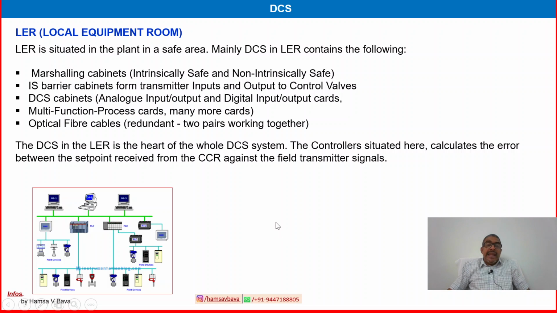The DCS in LER is the heart of the whole DCS system. The controller situated here calculates the error between the set point received from CCR and the field transmitter signal. An output is sent to the field control valve to correct the error signal.